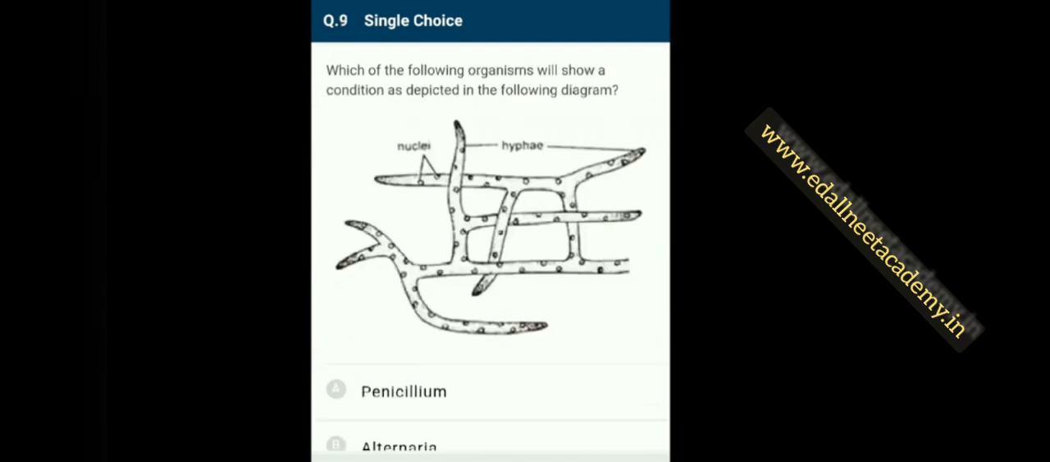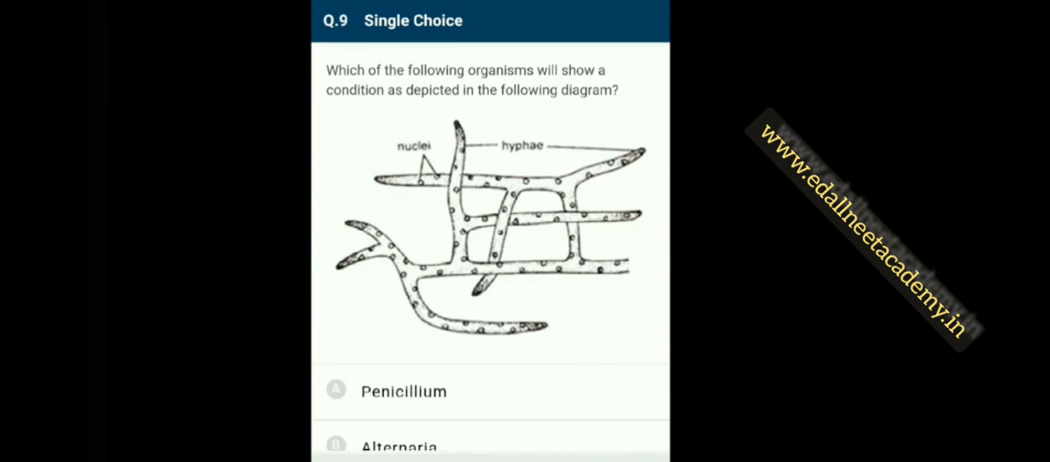Question number 9. Which of the following organisms will show a condition as depicted in the following diagram? The above diagram represents aseptate coenocytic mycelium. It is found in phycomycetes. The members of phycomycetes are found in aquatic habitats and on decaying wood in moist and damp places, or as obligate parasites on plants. Asexual reproduction takes place by zoospores, that is motile, or by aplanospores, or non-motile spores. These spores are endogenously produced in the sporangium.